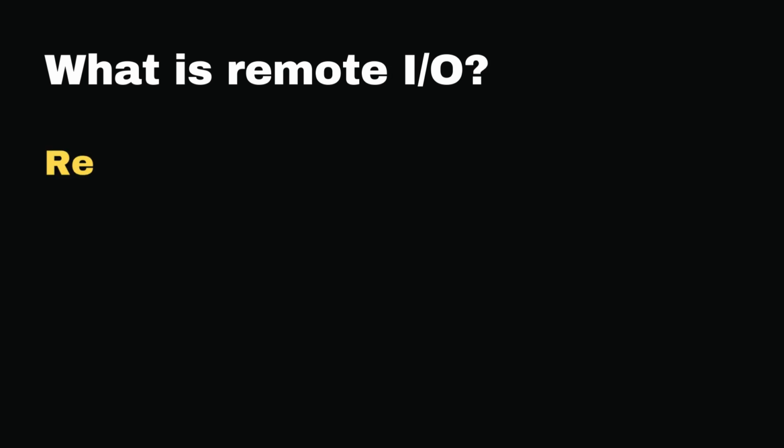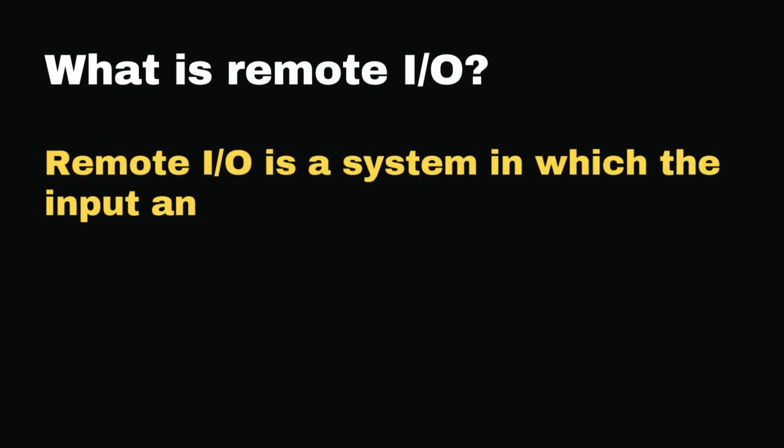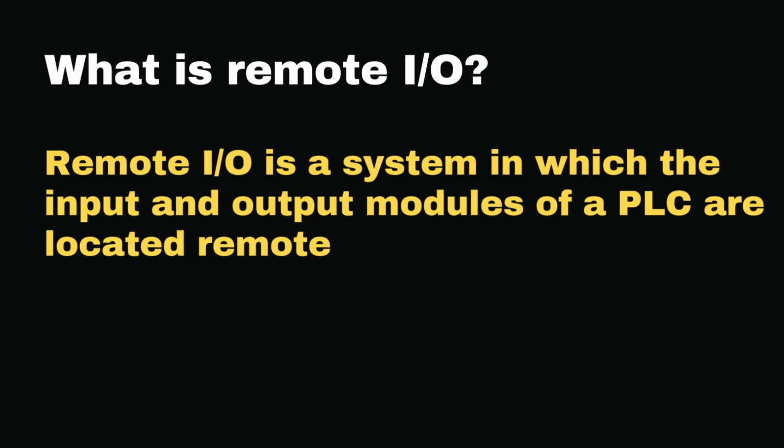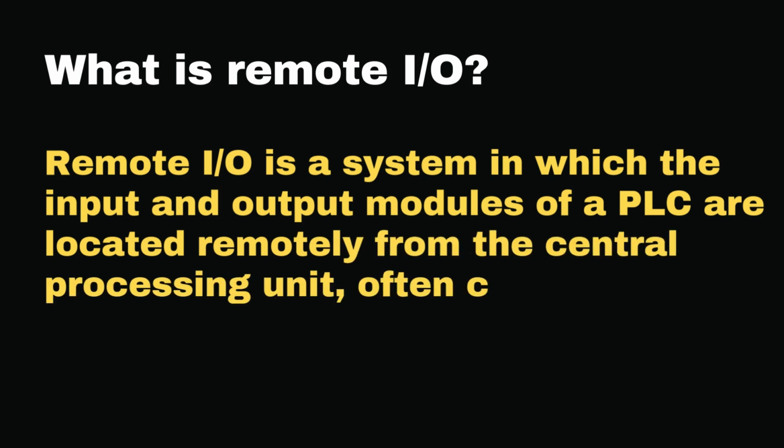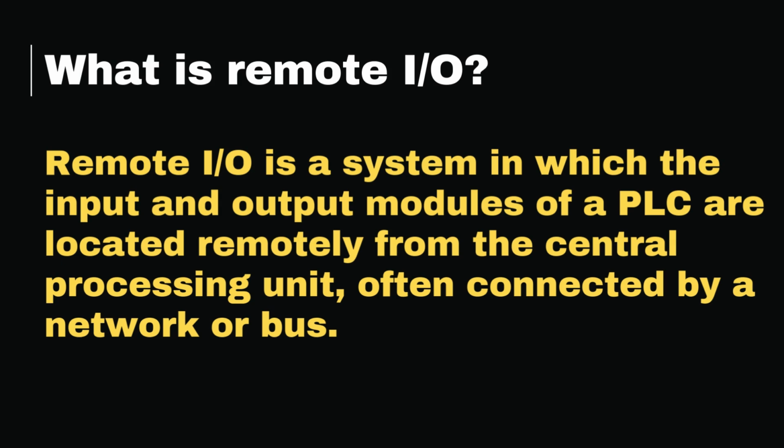What is remote I/O? Remote I/O is a system in which the input and output modules of a PLC are located remotely from the central processing unit, often connected by a network or bus.